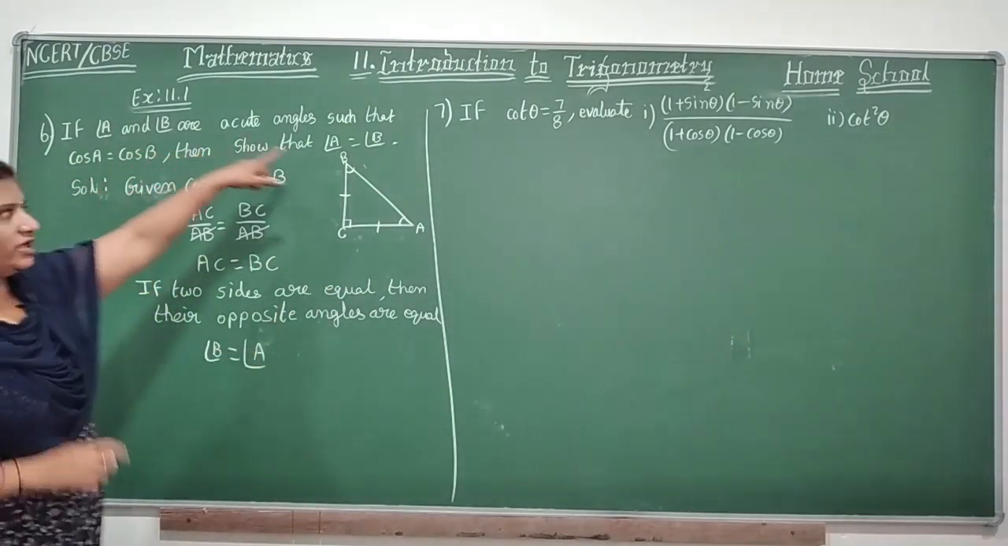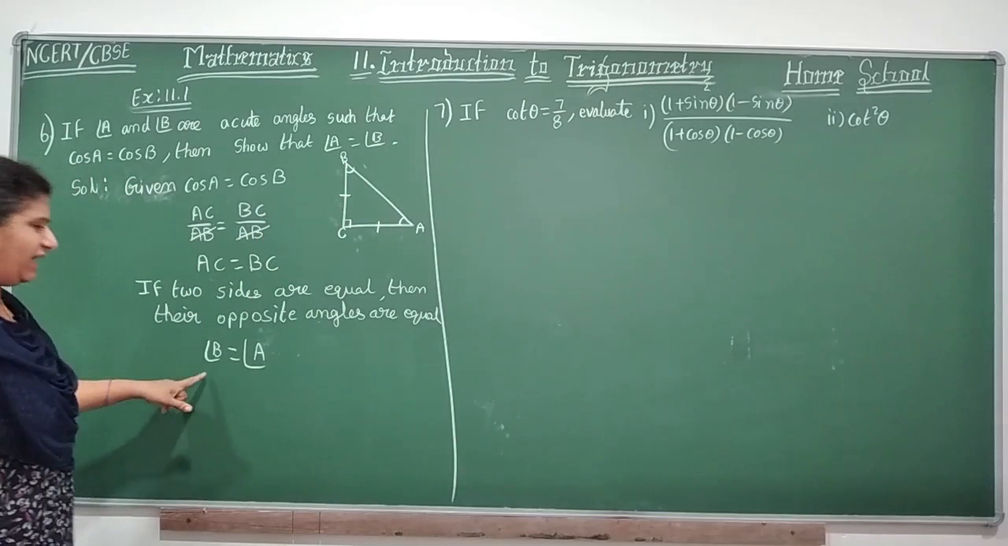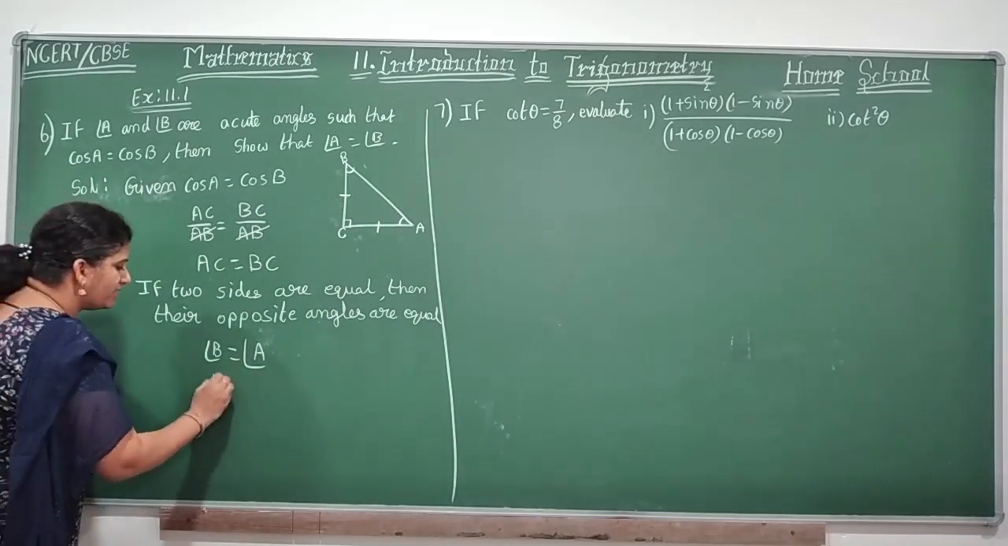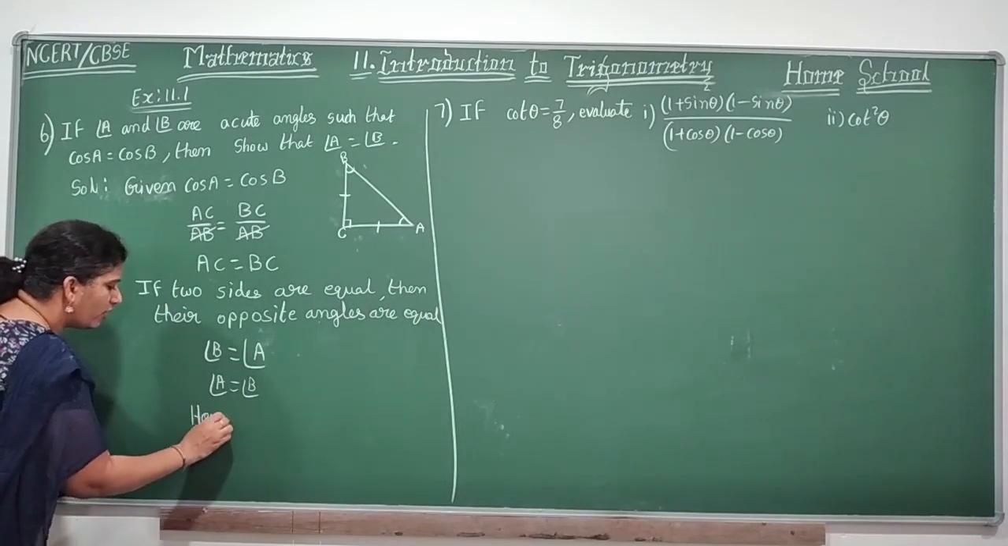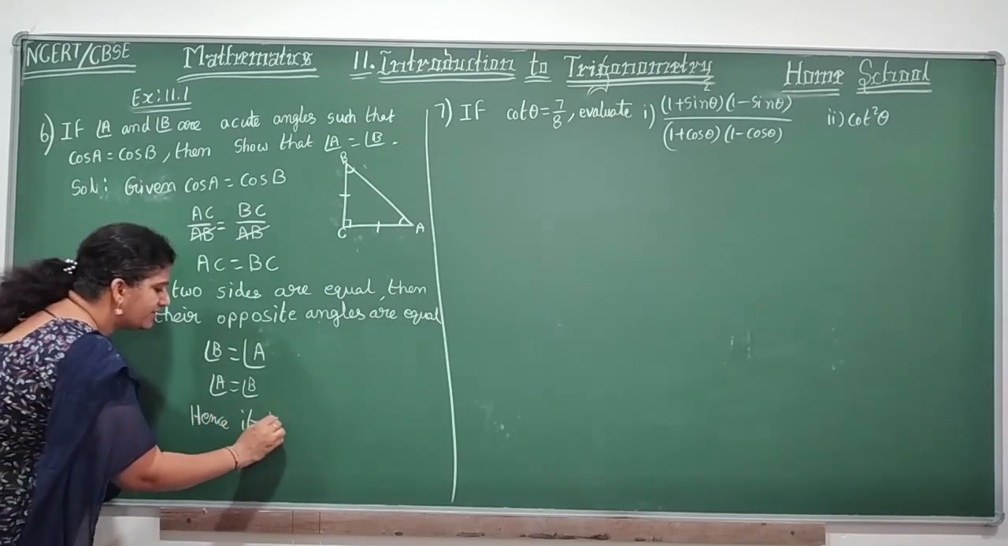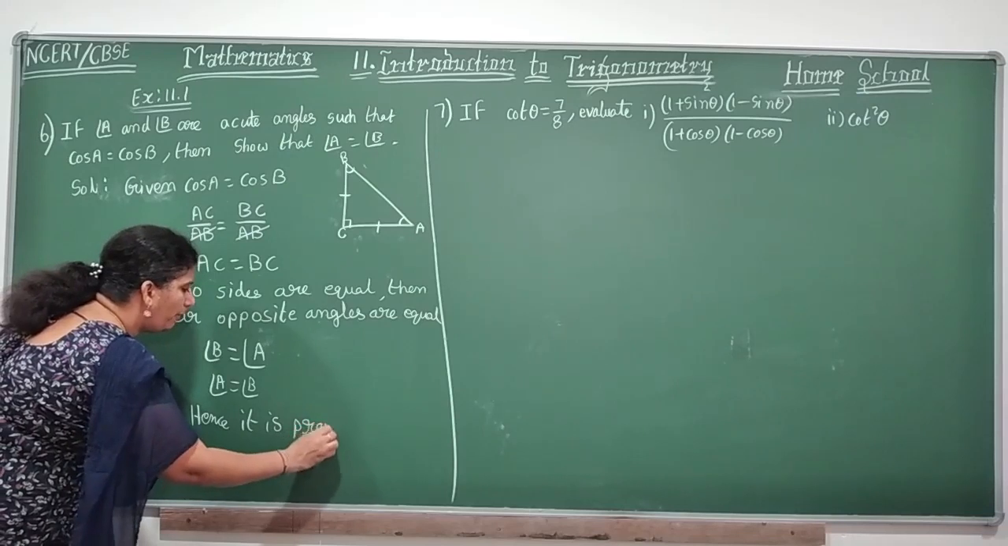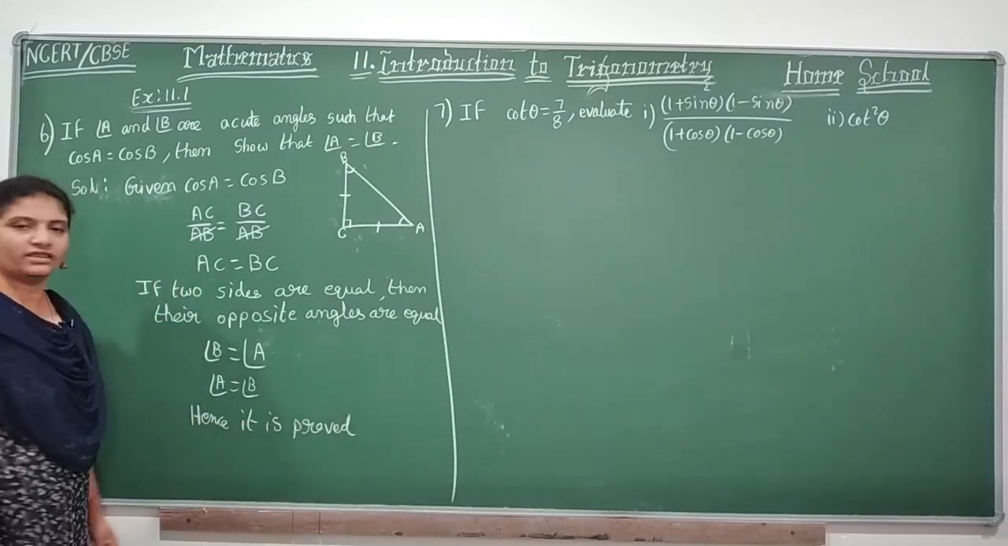So look here, what do you need to prove? Angle A is equal to angle B. No problem, you can rewrite this. Angle A is equal to angle B. So, what do I write here? Hence, it is proved. Okay, there is nothing to prove.